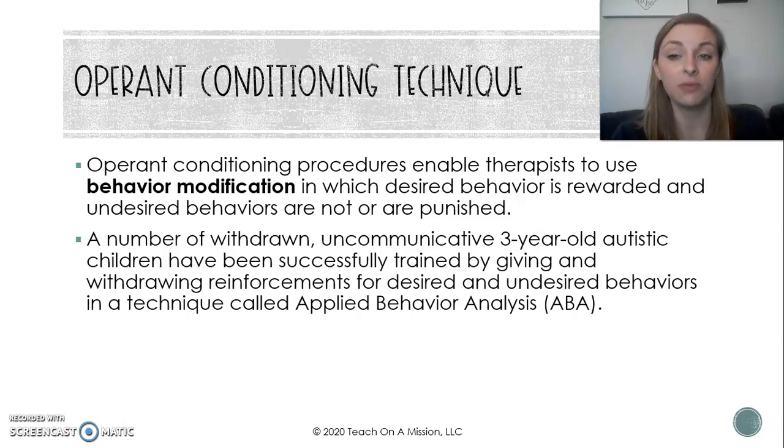They found this successful with a number of 3-year-old autistic children who were trained by giving and withdrawing reinforcements for desired and undesired behaviors. They use a technique called applied behavior analysis. Basically, when the 3-year-olds would do something that they wanted them to do, they would give them a treat, and when they didn't, they would either not give the treat or punish them.